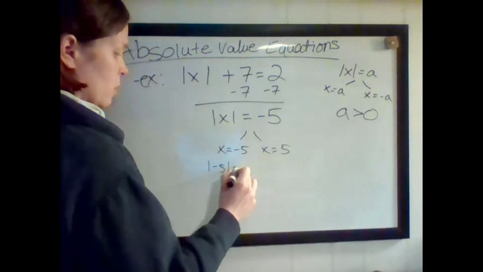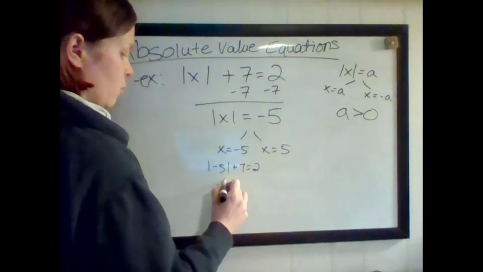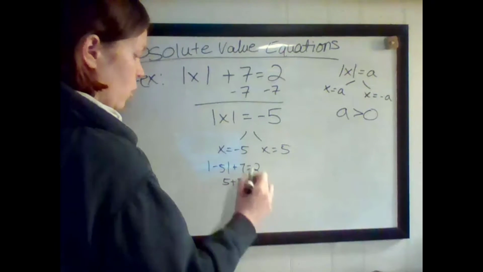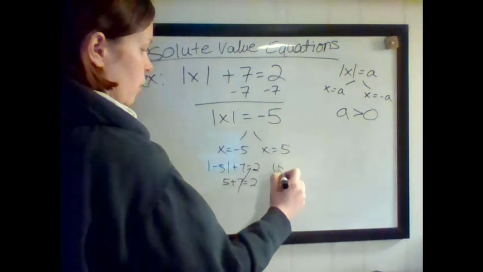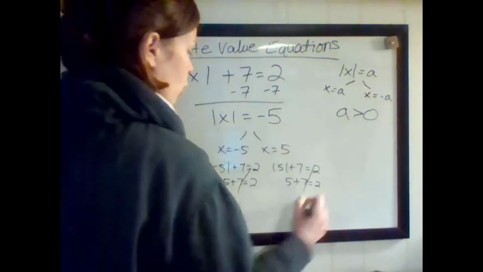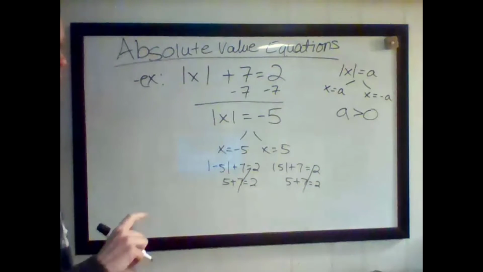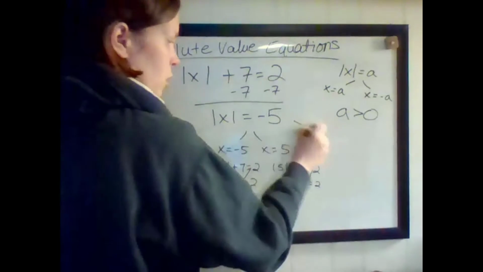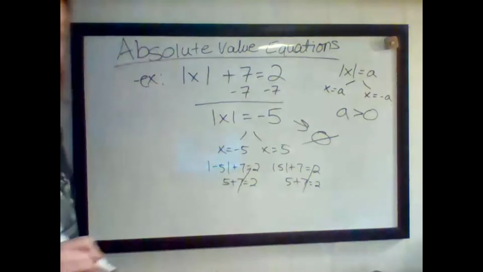Absolute value of negative 5, plus 7. Is 5 plus 7 equal to 2? No. Or absolute value of 5 plus 7, same thing. Is 5 plus 7 equal to 2? No. So notice, it doesn't work when we have a negative. There's not going to be a solution. So that means this would be no solution.